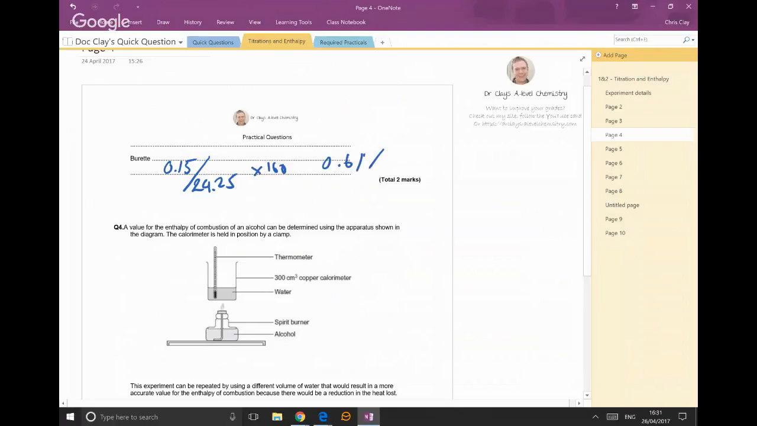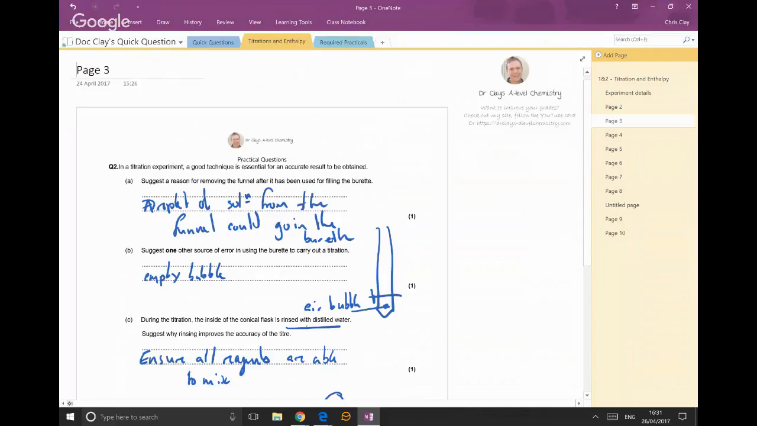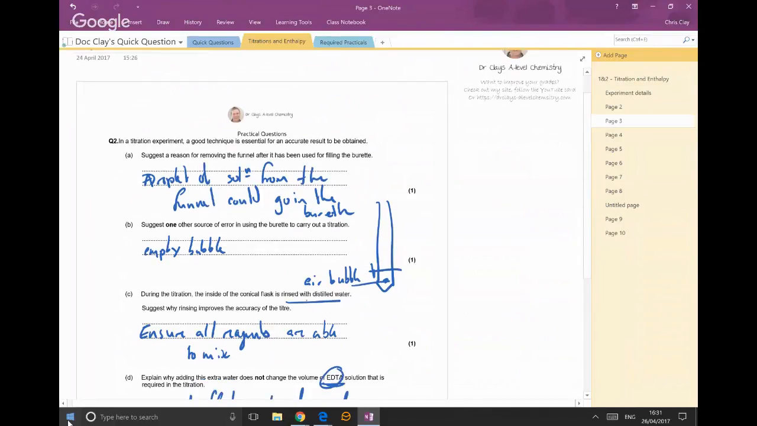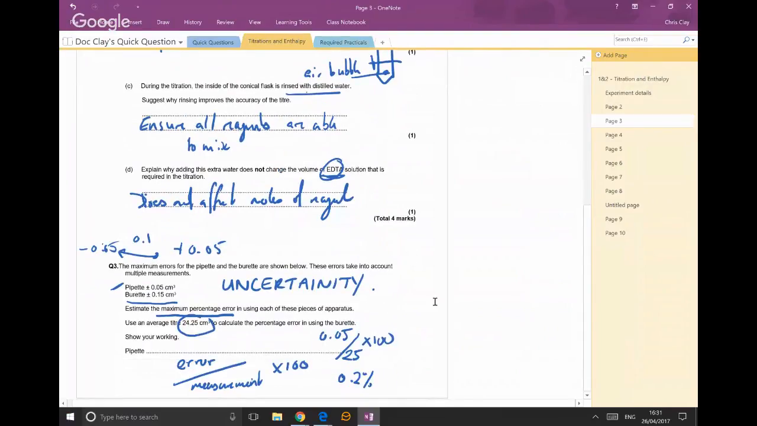Yeah, it doesn't say in the question. The 25 in the previous question comes from the pipette volume. It doesn't actually give us the pipette volume in this question, so I'm assuming that the pipette volume is 25 centimeters cubed. It's not the average volume of the pipette, it's just a standard volume that we tend to use.